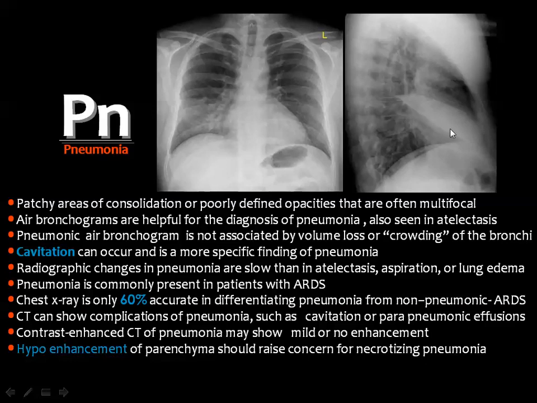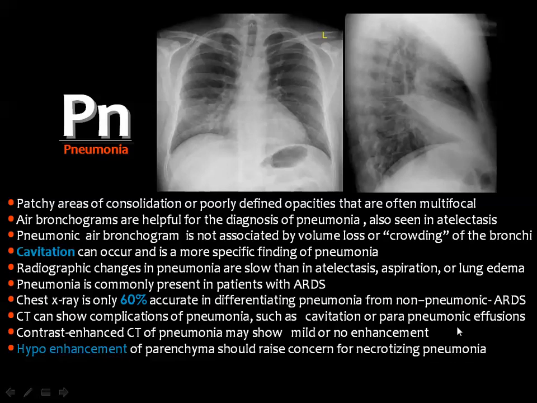within the middle lobe. Patchy areas of consolidation with air bronchogram are helpful to diagnose pneumonia from other conditions in the lung, but you remember that I have mentioned that atelectasis can also show air bronchogram. Pneumonic air bronchogram is not associated with volume loss like that with atelectasis. Cavitation is a more specific sign of pneumonia.